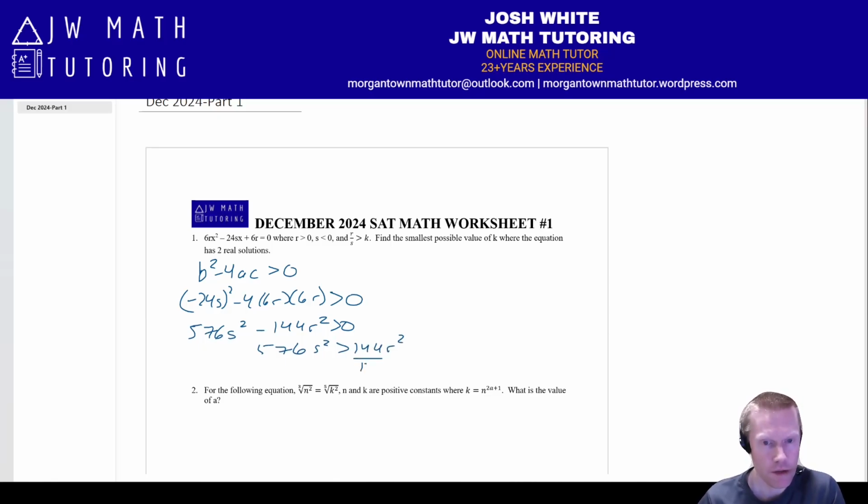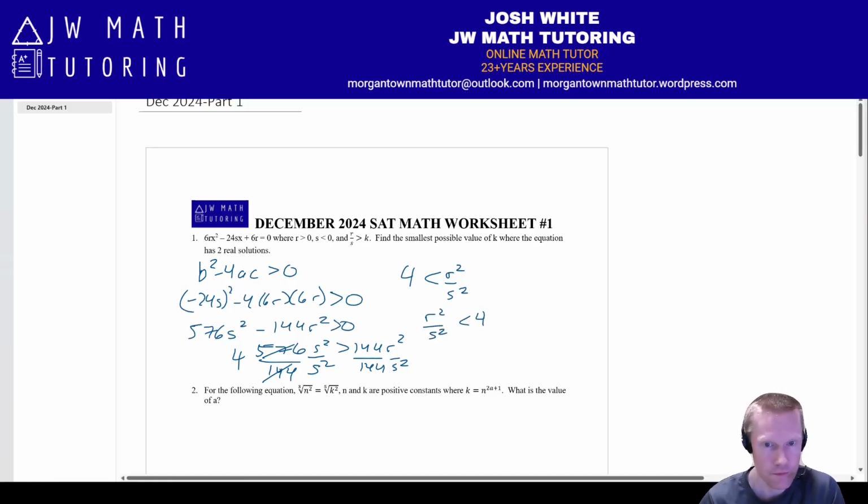And then what you're going to do is divide both sides by 144. So 576 divided by 144 is just going to reduce to 4 over 1. Then you're also going to divide both sides by s squared. So what you get is 4 is less than r squared over s squared. Or if you want to rearrange it, excuse me, this is going the wrong way. Sorry, it's 4 is greater than r squared over s squared. And then if you rearrange it, it becomes r squared over s squared less than 4.